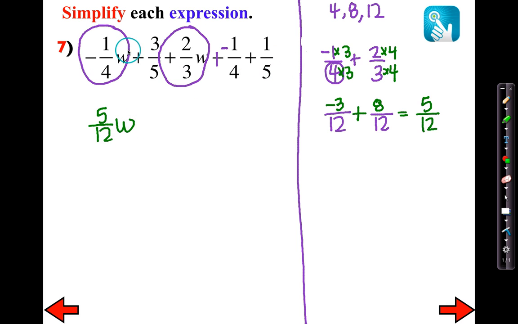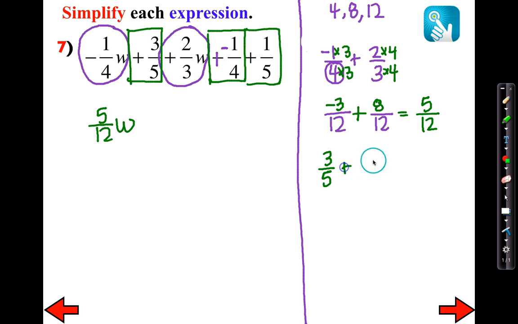Now I'm going to go ahead and combine the constants together. That's going to be a plus 3/5 plus -1/4 plus 1/5. You could do this step by step and combine 2 and then combine the last one on its own, but I'm going to show you that we could do all of it all at once. So let's do 3/5 plus a -1/4. Again, put that negative up in the numerator so it doesn't get lost, plus 1/5.